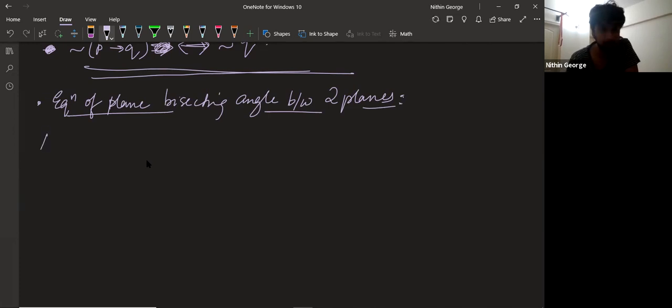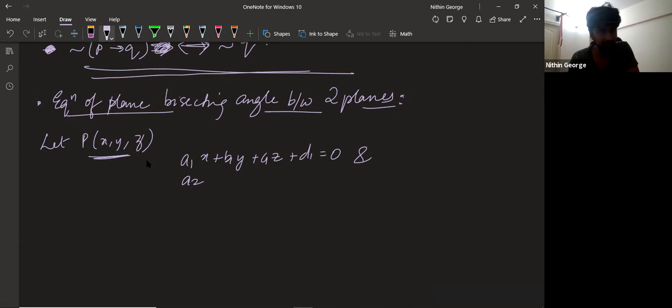So write the notes. Let P(x, y, z) be a point that lies on the plane bisecting the angle between two given planes, a1x + b1y + c1z + d1 = 0 and a2x + b2y + c2z + d2 = 0. You have to find the equation of the plane bisecting the angle between these two planes.